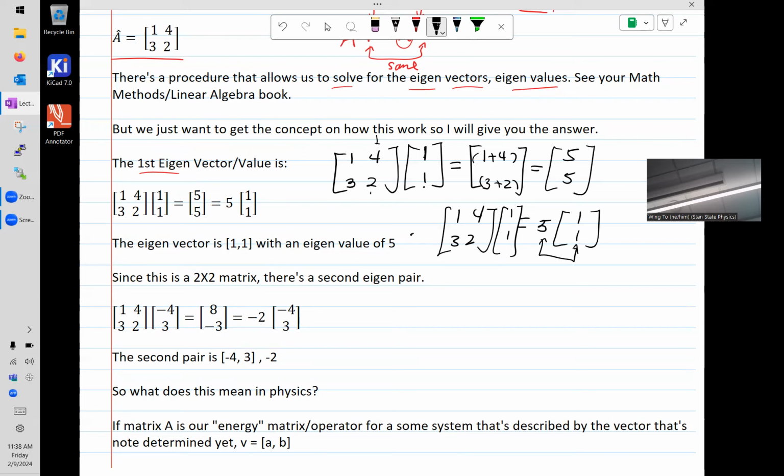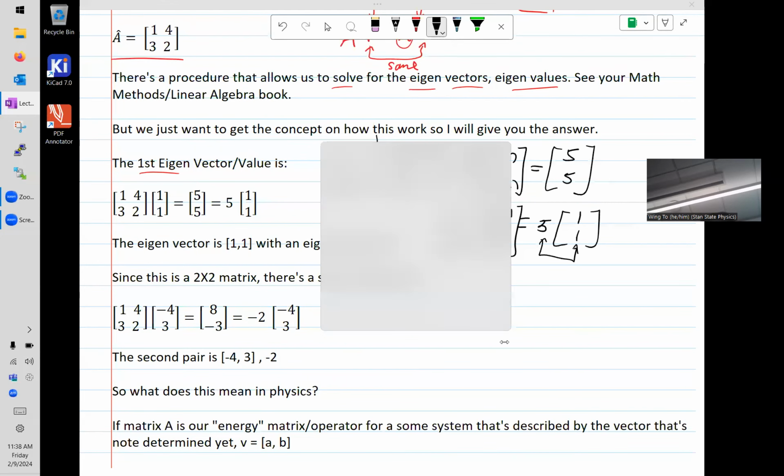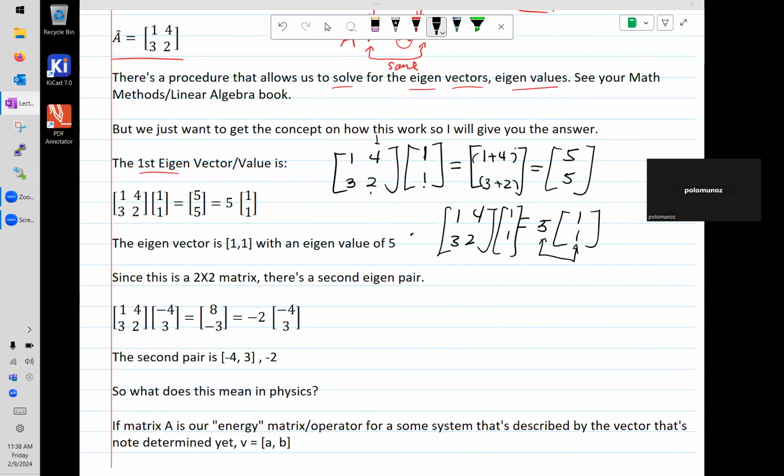How many of you have seen this before at some point? Okay, most of you. What about the folks on Zoom? I've seen it. Yeah. Okay.